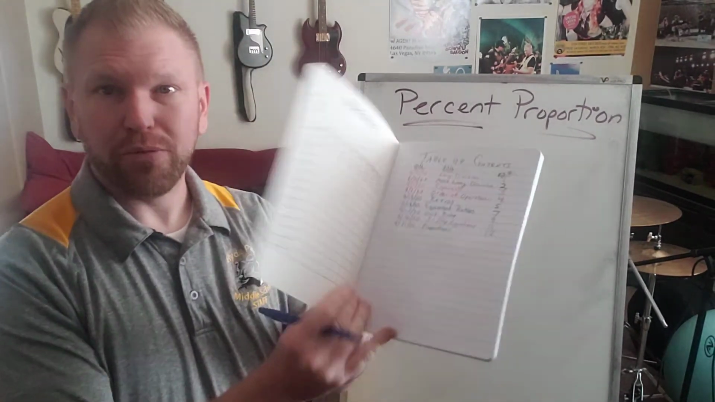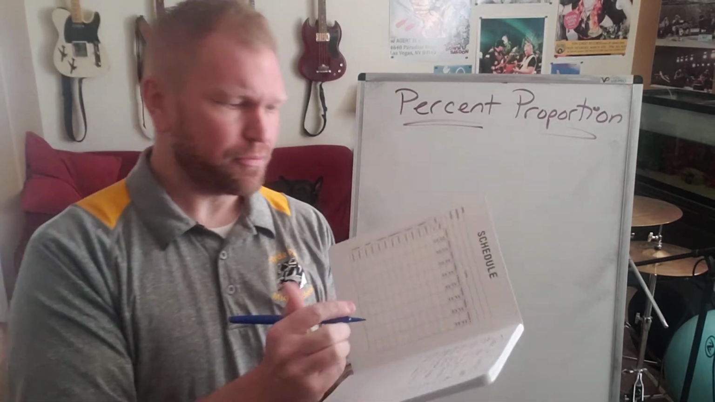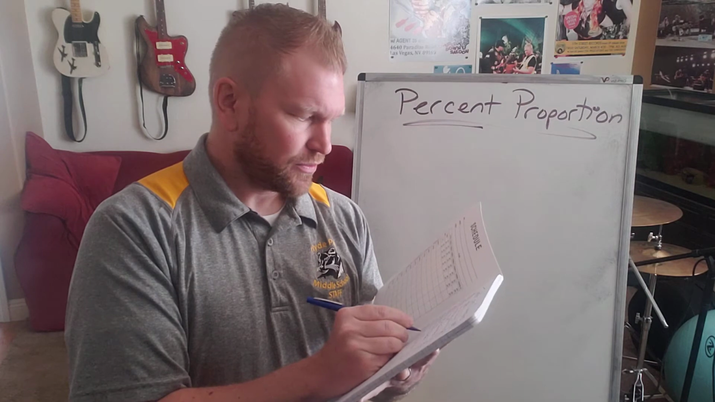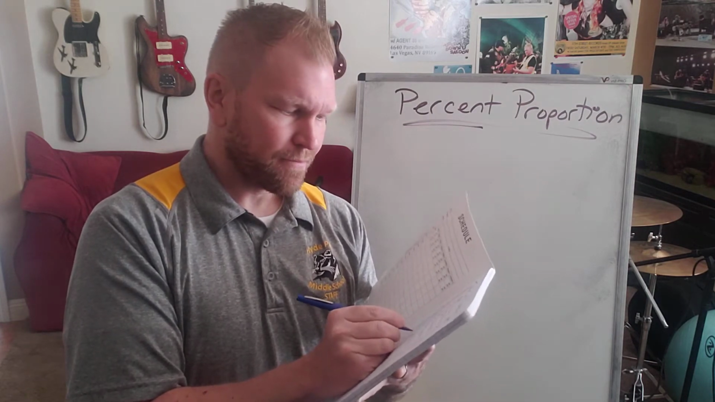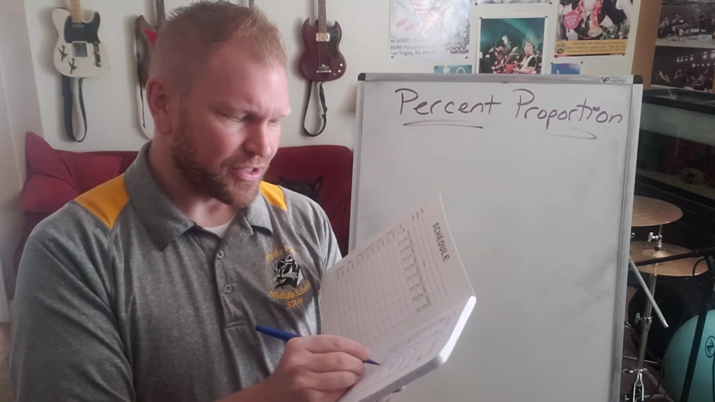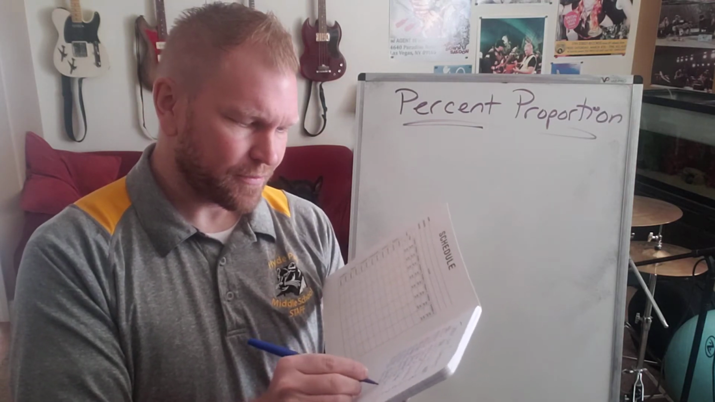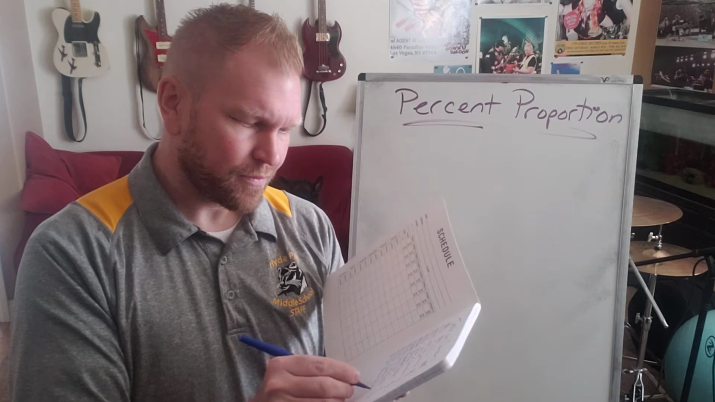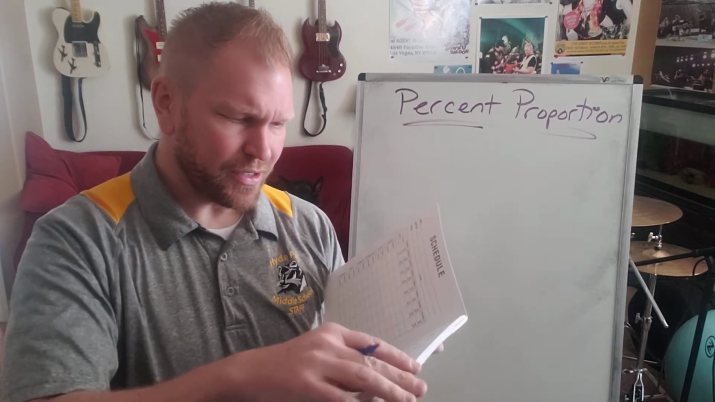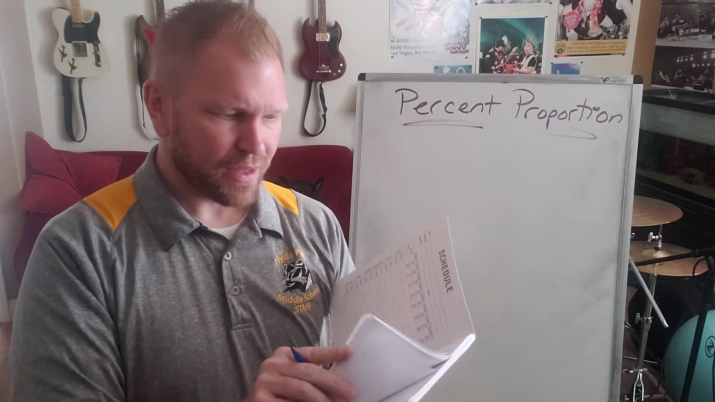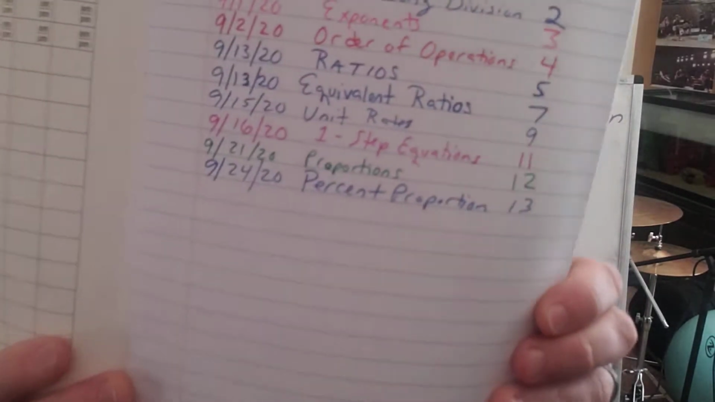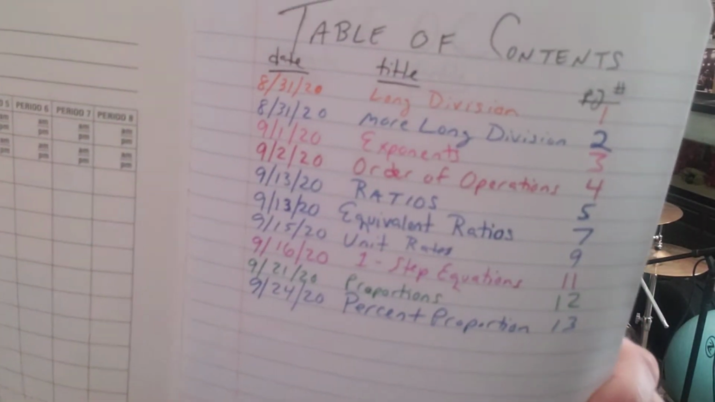So let's go to your notebook, the one with the table of contents. In your notebook, put down the date. I think it's the 24th, 9/24/20, and the title is Percent Proportion. And you've got to see what page number you're on. I'm on page 13. All right, so fill out your table of contents. You should have all of these notes.